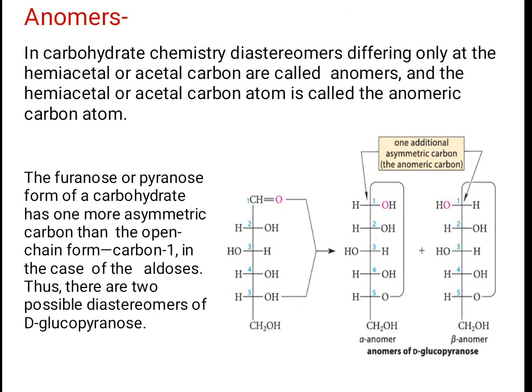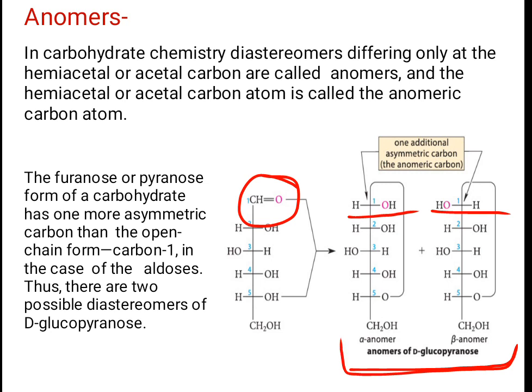Now anomers. What is an anomer? In carbohydrate chemistry, diastereomers differing only at the hemiacetal or acetal carbon are called anomers, and the hemiacetal or acetal carbon atom is called the anomeric carbon atom. This is your aldehyde group. This is the hemiacetal carbon. This is actually called the anomeric carbon, and these two are the anomers, which form after the ring closure.